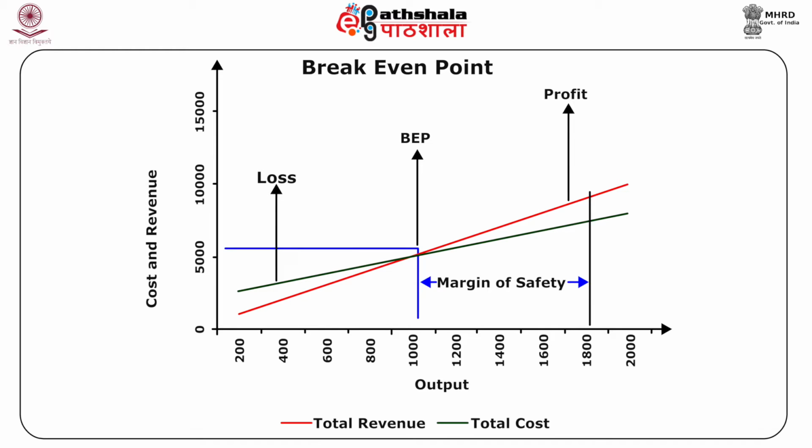And the third situation is the break-even situation at 1000 units of output, where total revenue is equal to the total cost. When the firm produces exactly 1000 units, it will earn zero profits and no loss. Point A is known as the break-even point of the firm.